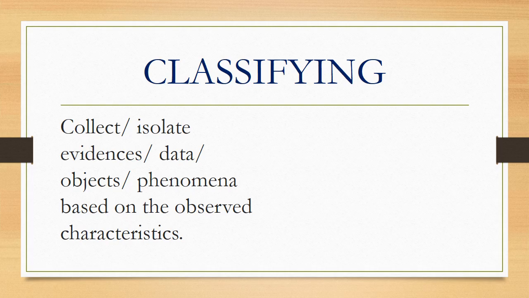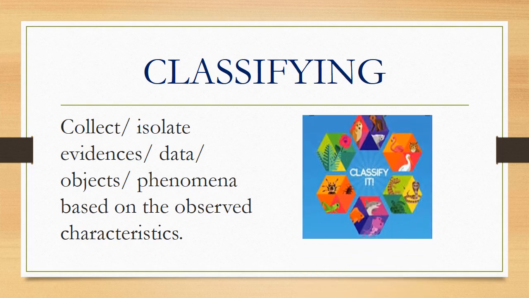Classifying. How do we classify things or objects? We classify things or objects based on the similarities and differences. We can group the subjects by separating and grouping them according to similarities and differences.